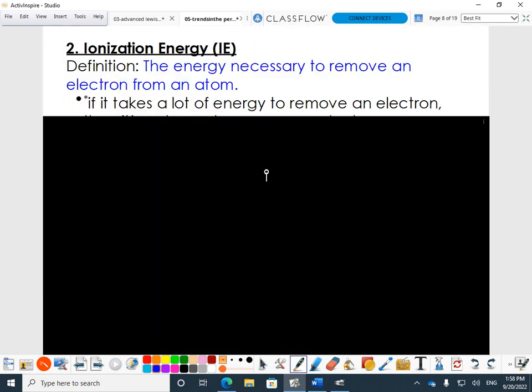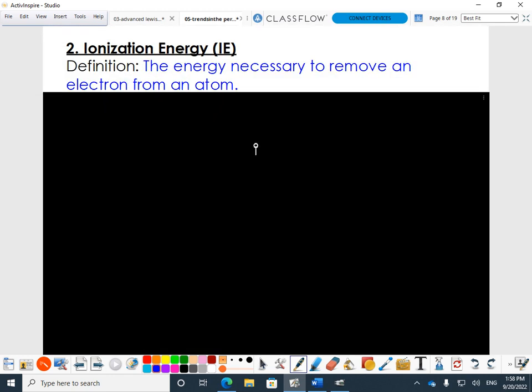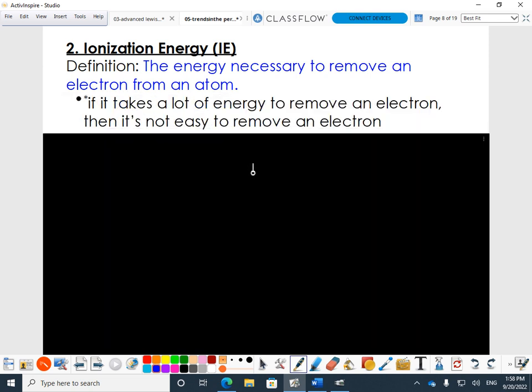So yesterday we wrote this down so that you were able to do your assignment or start the assignment. Energy necessary to remove an electron from an atom. So this trend is usually easy to understand for students. It's okay because if you say the words energy required, energy necessary, then generally speaking, we think of that as being work, right? That requires energy. That's harder to do. Okay? So if it takes a lot of energy to remove an electron, then it's not easy to remove electrons.